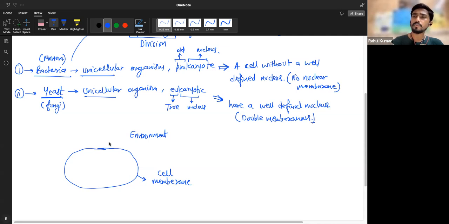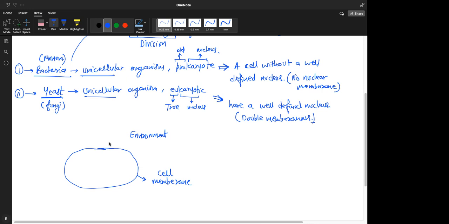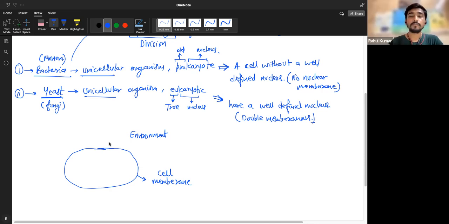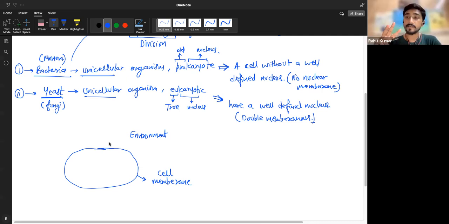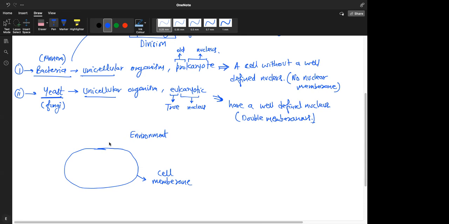Now, do we need to block everything? If nothing comes in, then also there will be no life, right? Because life requires a lot of things from outside. What do we need from outside? We need oxygen from the environment. We need water from outside. We need nutrition from outside. Yes or no? And when we fall sick, we need drugs and medicines from outside. These things are not present in our body.